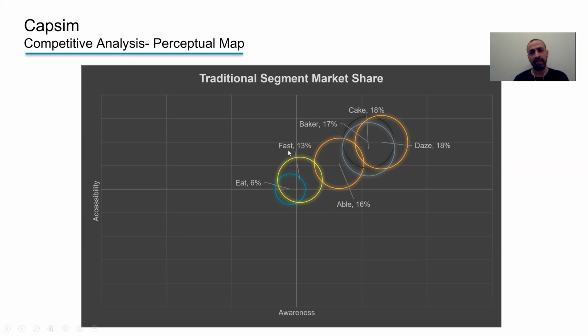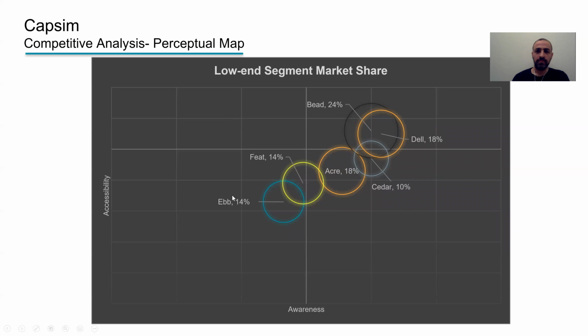So, and also F is weak. So we want to be more aggressive to have some share of these two. For the low end, we have 24% market share. We have the highest awareness, but the accessibility is almost at the top. The second highest market share is for D and A, which are 18%, and C is 10%.